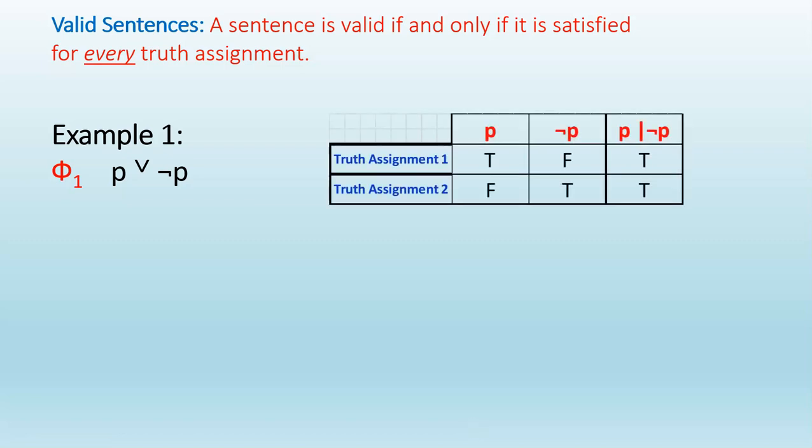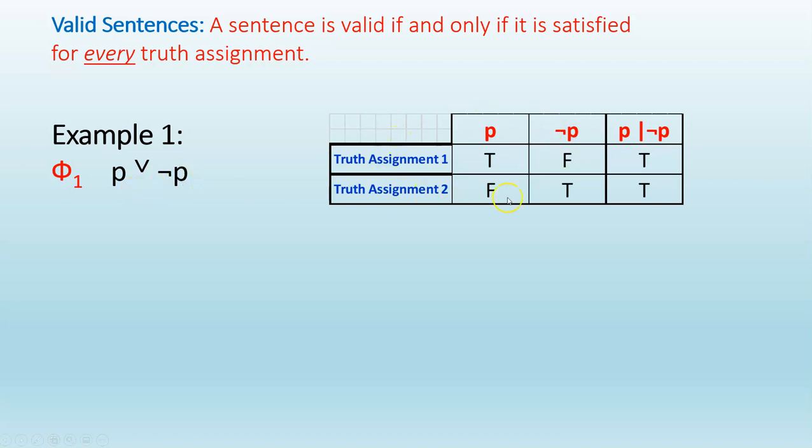Okay, so what is a valid sentence? A sentence is valid if and only if it is satisfied for every truth assignment. At first, when we start talking about this, it might seem trivial. So let me give you an example. And I think this would be the simplest example. And so here's a sentence, phi 1. And the sentence is the disjunction of P and not P. It's P or not P.